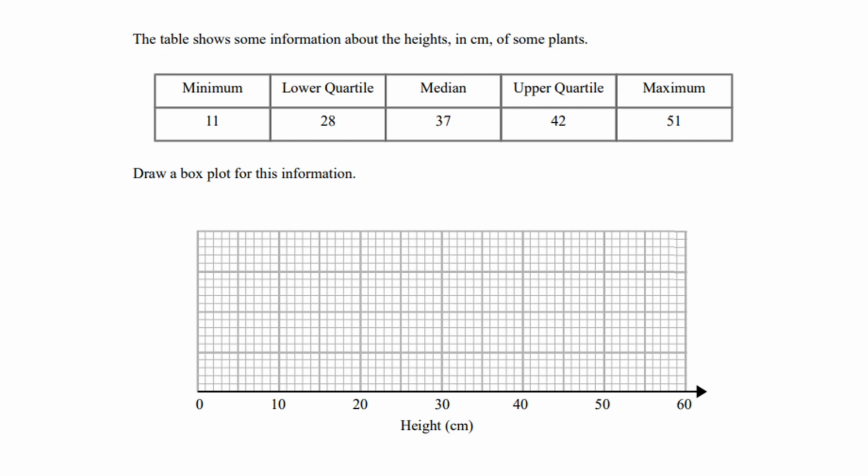For this example, we know that this table shows the minimum number on a piece of data, the maximum number, as well as the lower quartile, median, and upper quartile. Draw a box plot for this information. Well, the first thing we need to do is plot all these numbers.